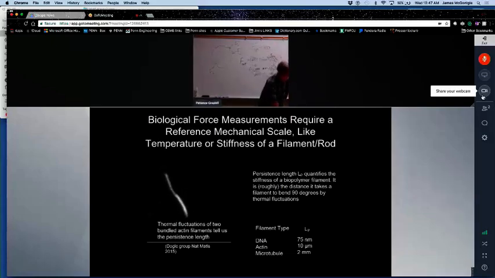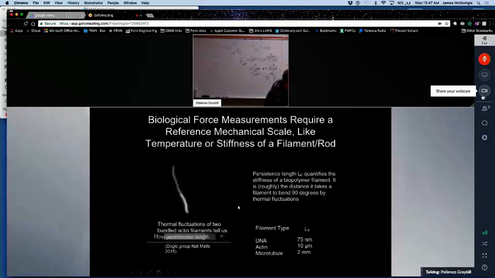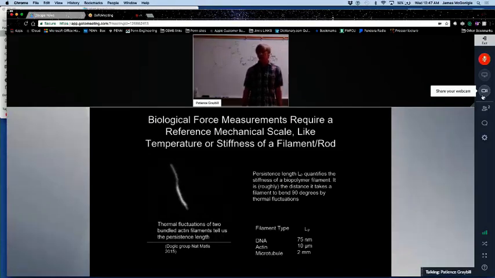On the right here, I've given you numbers for some typical biopolymers. DNA is actually very floppy. Its persistence length is only 75 nanometers. Actin is stiffer. Its persistence length is 10 microns. Actin filaments in cells, on the other hand, are typically much shorter than that, so they're basically straight and bent a little bit. Microtubules have a whopping persistence length of 2 millimeters.